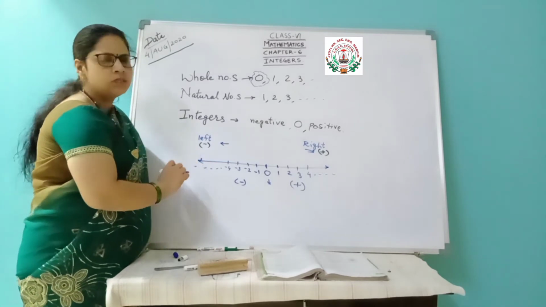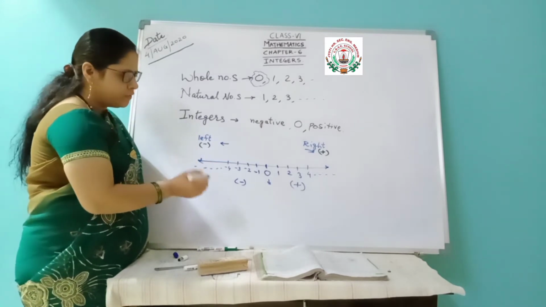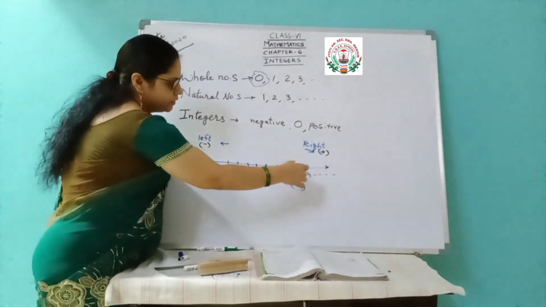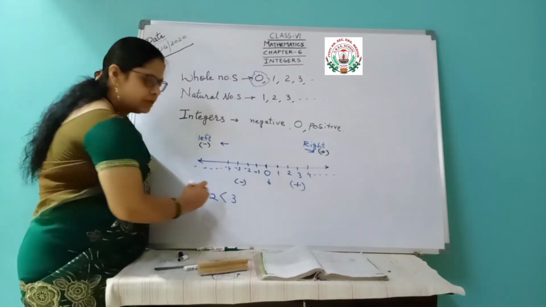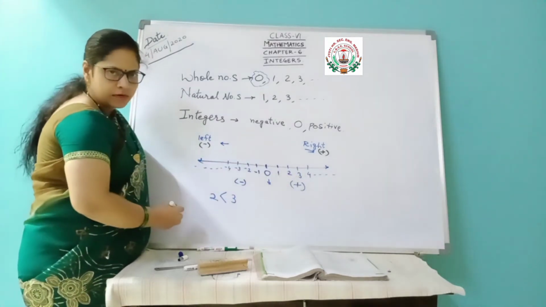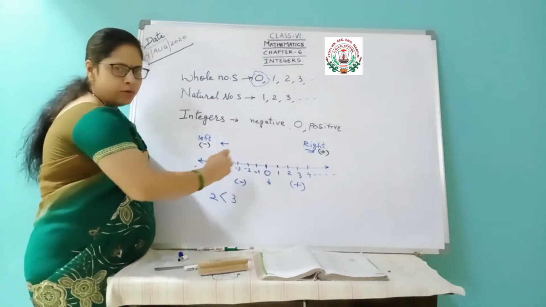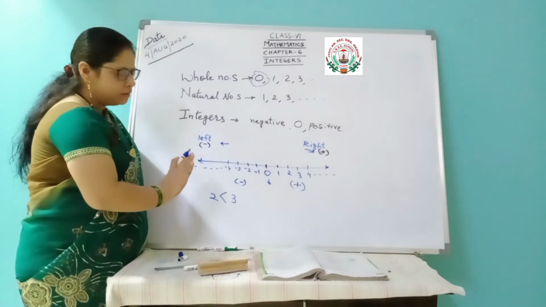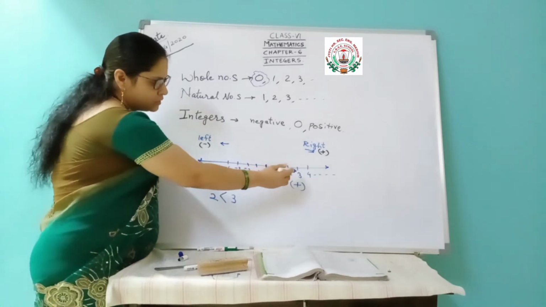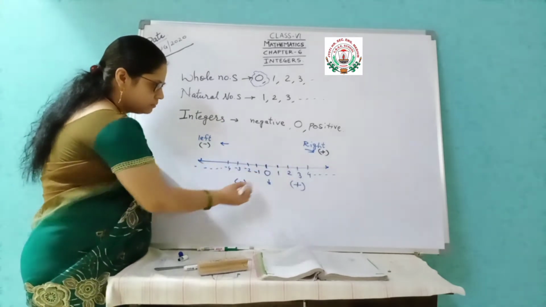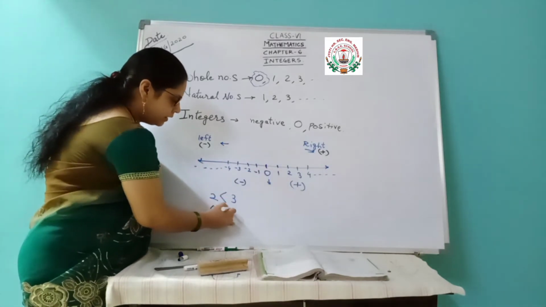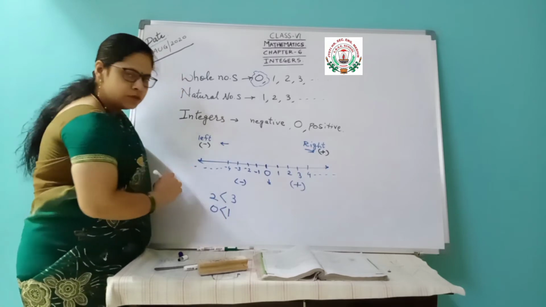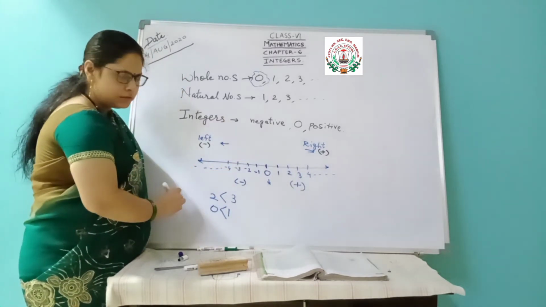And which number is greater, which number is smaller? For that, take this example. 2 is smaller than 3. 3 is greater, meaning the right side number is greater. Anywhere you take, the right side number will be greater. If we take only positives, this is the condition: 2 is smaller and 3 is greater. If I take 0 and 1, 1 is greater, 0 is smaller, meaning the right side number is greater.